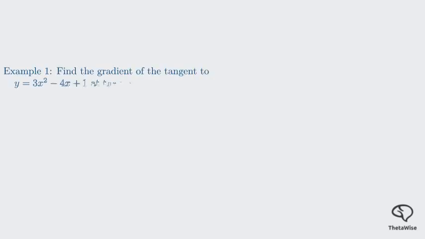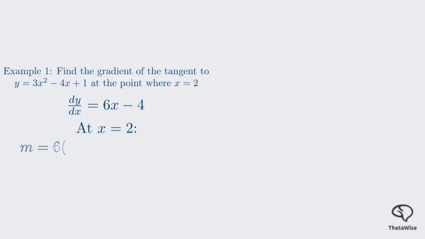Let's look at this example. First, we differentiate the function. Using the power rule, the derivative of 3 times x squared is 6 times x, and the derivative of minus 4 times x is minus 4. The constant 1 disappears. Now, to find the gradient at the specific point where x equals 2, we substitute 2 into our derivative. This gives us a gradient of 8. This means at that exact spot on the curve, the slope is 8.